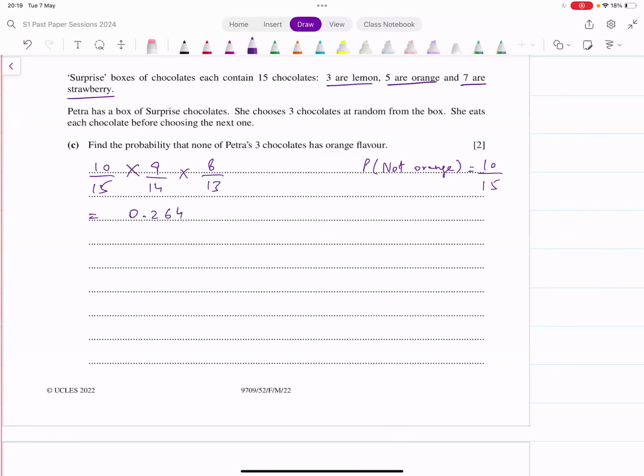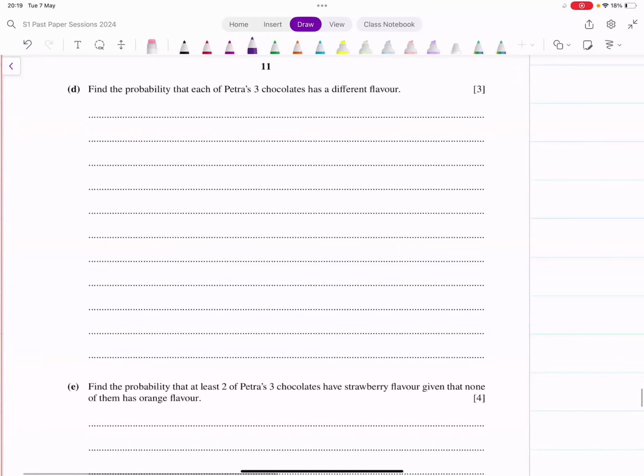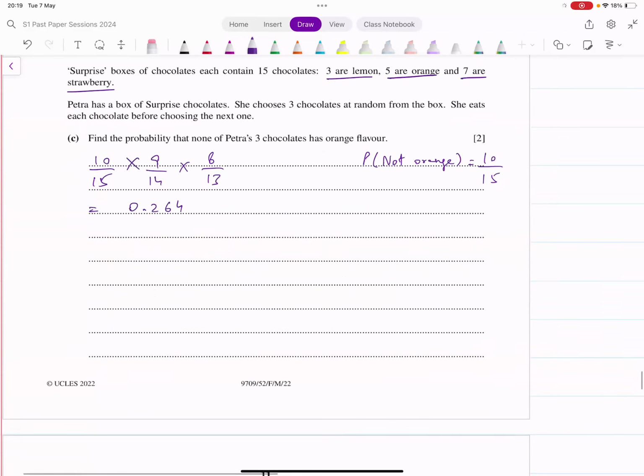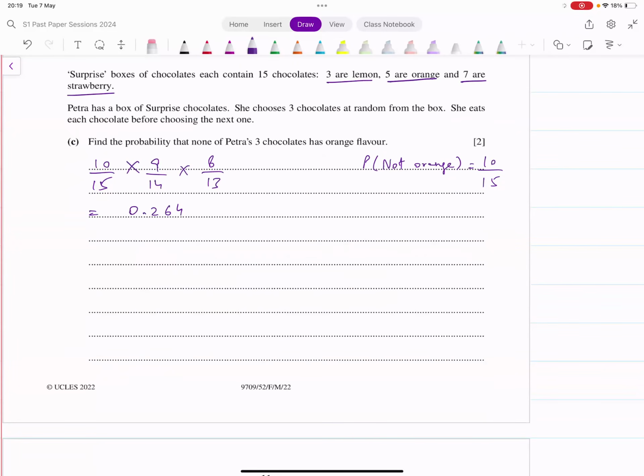That's the final answer that we have. Okay, let's move on. It says find the probability that each of her 3 chocolates has a different flavor. Now she wants a different flavor every single time. What does that mean? She has 3 chocolates and their flavors have to be different.